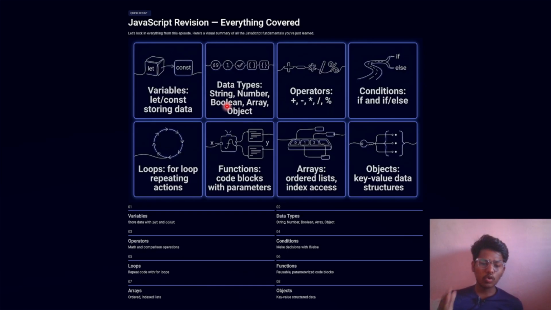We also discussed loops, for loops, repeating actions. And we also discussed functions, code blocks with parameters. And we also discussed arrays, ordered lists with index access, and objects, key values, data structures, like that. Here is the basic information, you can check it out.